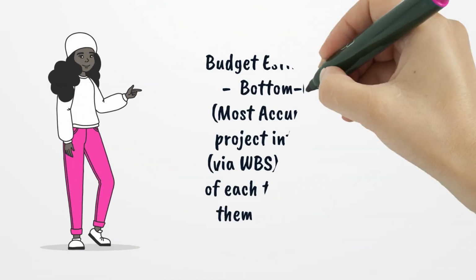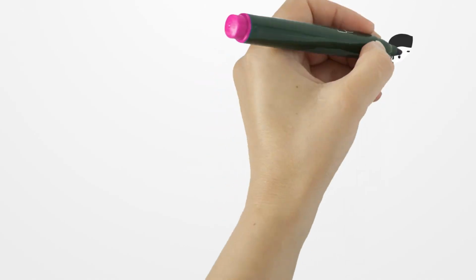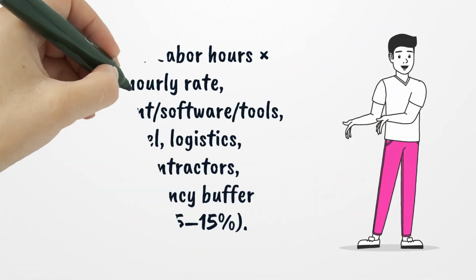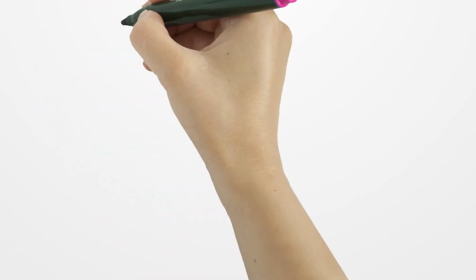Budget estimation techniques. 1. Bottom-up estimation, most accurate. Break the project into work packages, via WBS. Estimate the cost of each task or resource. Roll them up to a total budget. Include labor hours times hourly rate, equipment, software, tools, travel, logistics, subcontractors, and a contingency buffer, usually 5 to 15%.